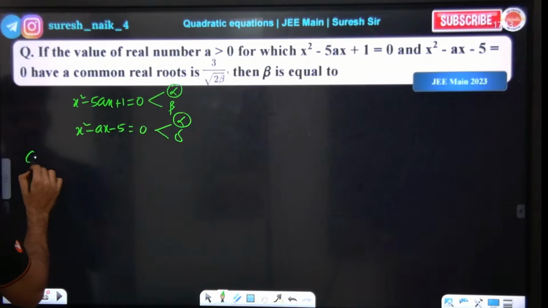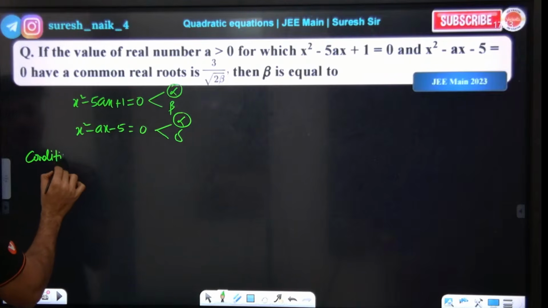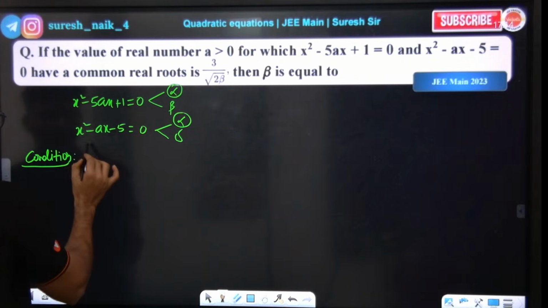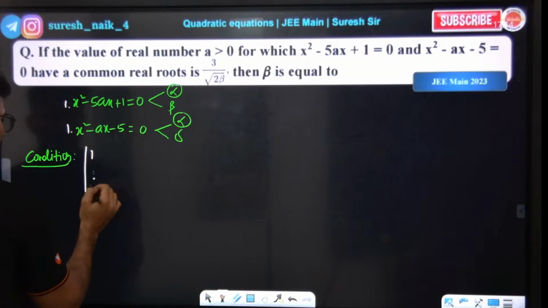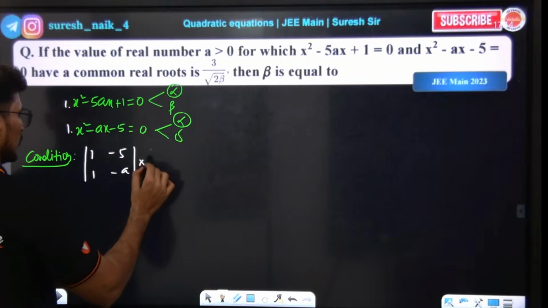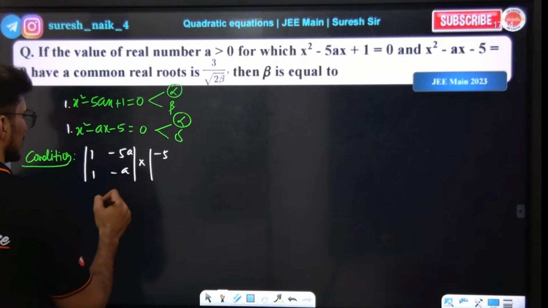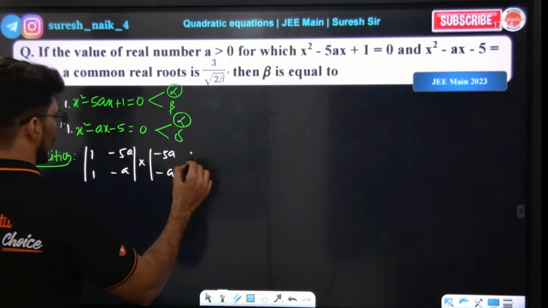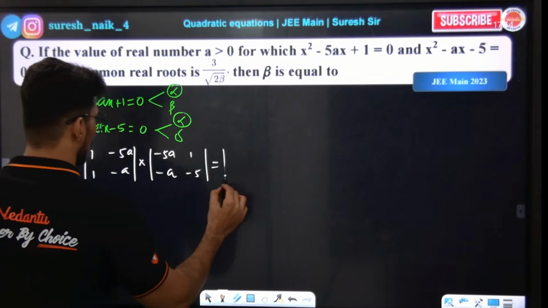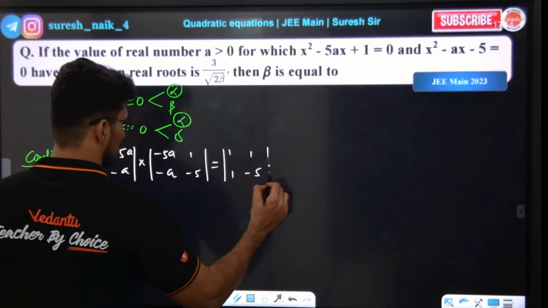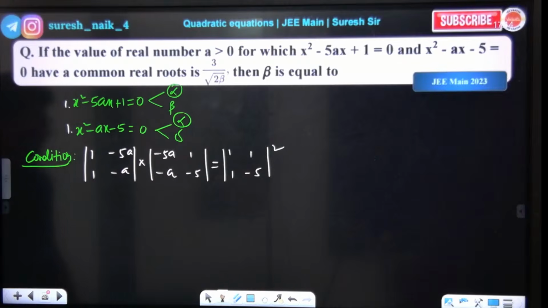So the condition is the direct condition formula. You don't have to remember it. Direct condition: 1 is 1, then minus 5, minus a, then minus 5a. Yes or no? So minus 5a minus a, then 1 minus 5, is equal to 1 minus 5 whole square. Any doubts?